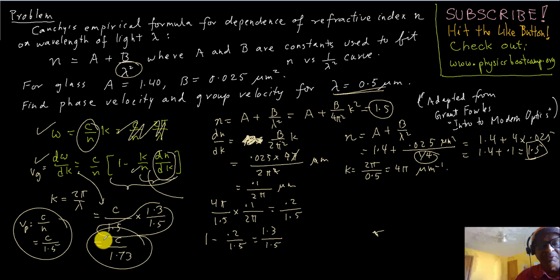Clearly the group velocity here is less than the phase velocity. So this is how we can solve some of these problems. Okay, so that was a good example.